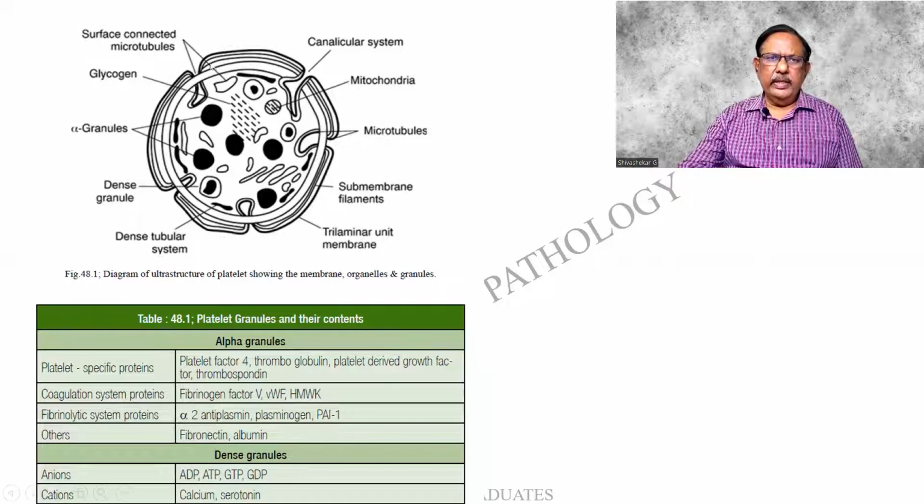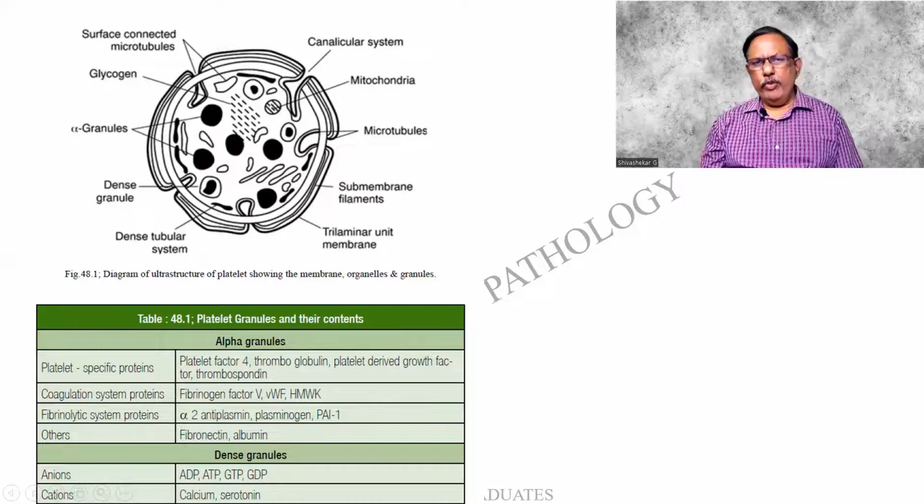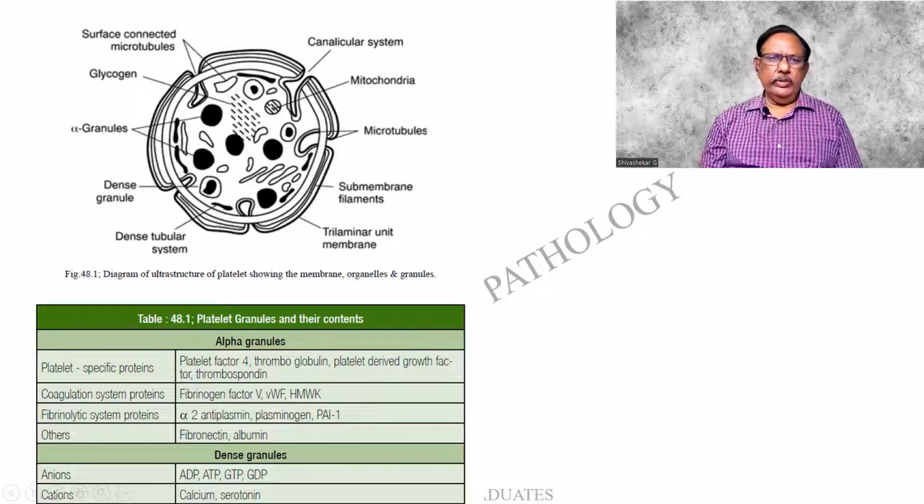So these are the various structures. I would like you people to go through the membrane, the canalicular system, and the skeleton, the dense granules, etc. They are the alpha granules and the dense granules, which are useful. If you people can mention this much, it is more than enough. So the structure of the platelets and the names, the whole letters alone, remember for the time being.